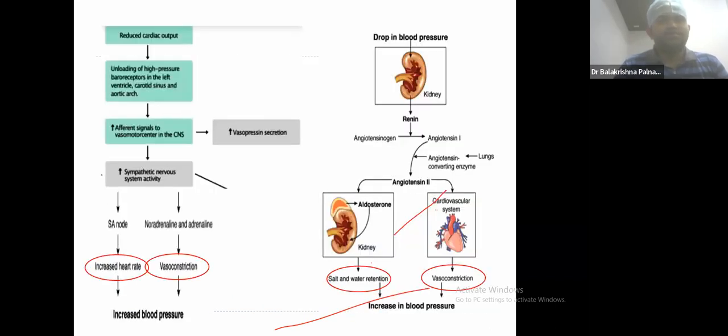So what are the compensatory mechanisms? It's simple, don't get confused. Whenever there is reduced cardiac output, the high pressure baroreceptors will be unloaded, which will send efferent signals to the vasomotor system. Vasopressin secretion will be increased. That will send signals to the SA node, which can increase the heart rate, and it will release inotropes in the body. Noradrenaline and adrenaline, the catecholamines, will be released. That will cause vasoconstriction. At the same time, with the drop in blood pressure, your RAS mechanism will be activated, which in turn leads to salt and water retention and vasoconstriction.